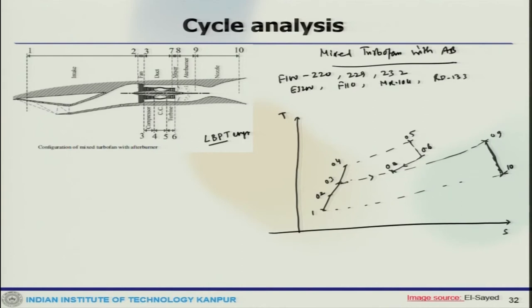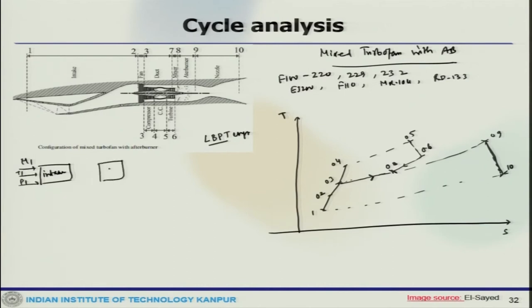One can see that TS diagram. And then the other thing is to put the block diagram also. So by looking at the TS diagram, the block diagram would be quite easy. Like you have intake where you get M1, T1, you get P1.